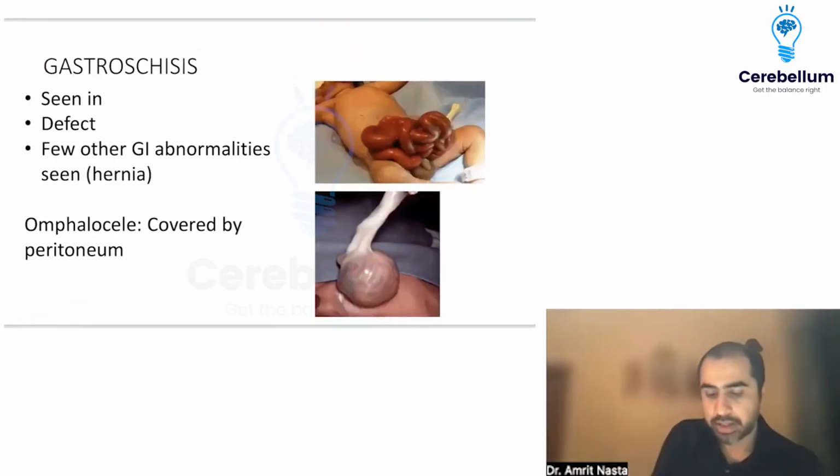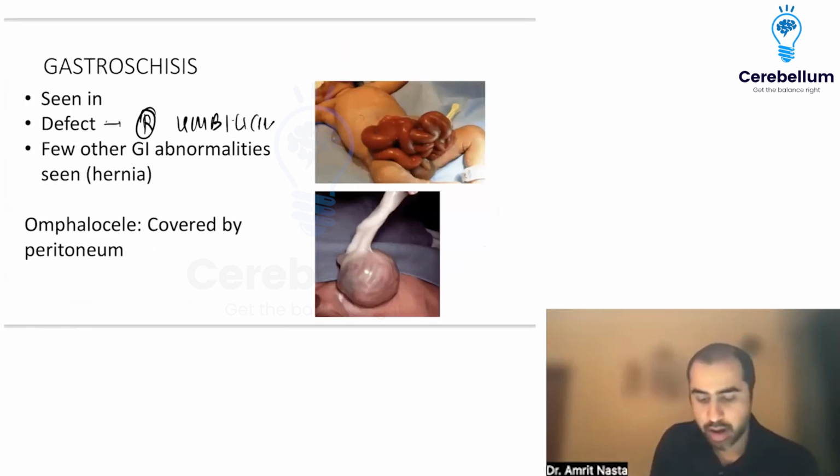Gastroschisis is the defect to the right of the umbilicus. It is seen in teenage mothers, and the intestines are bare. Omphalocele is covered by peritoneum. It is an umbilical defect. We have discussed this in our class.